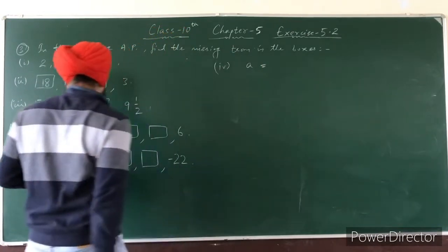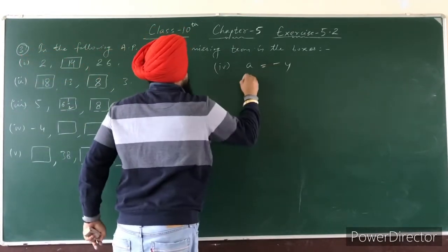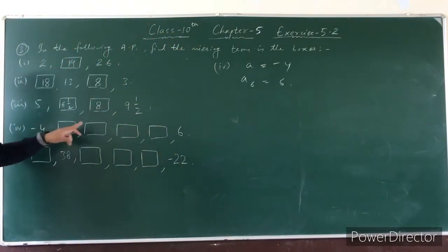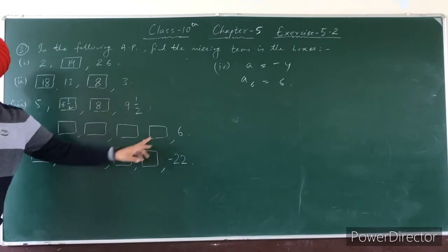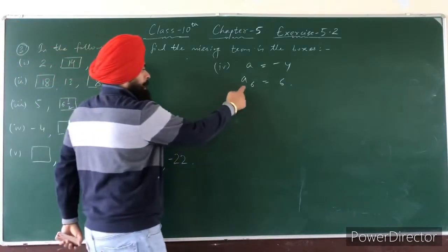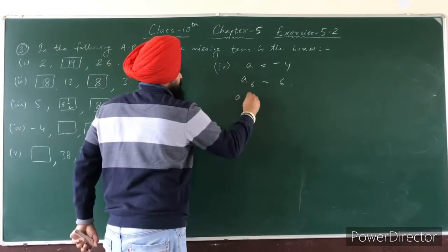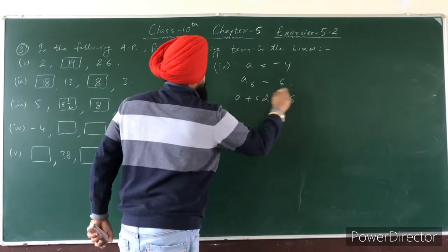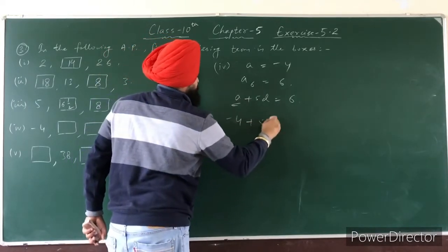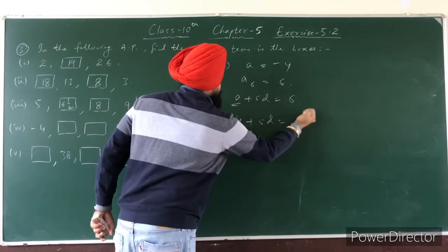the value of first A is -4 and the value of A6 is 6. So you can find the A2, A3, A4, A5. You can find there 4 missing terms. So first, you know that the formula for A6 is how much? A plus 5D. Now what is A? A is here -4 plus 5D is equal to 6.